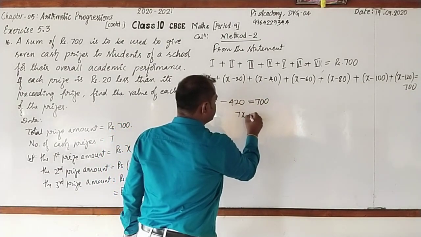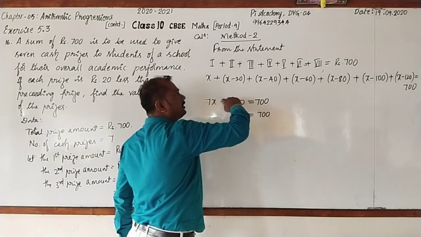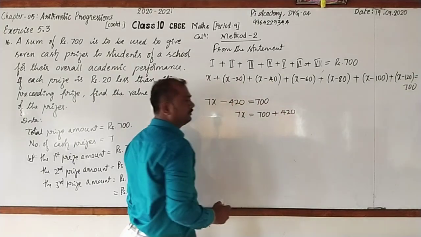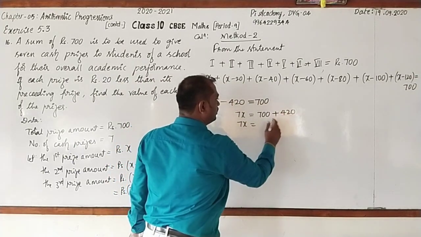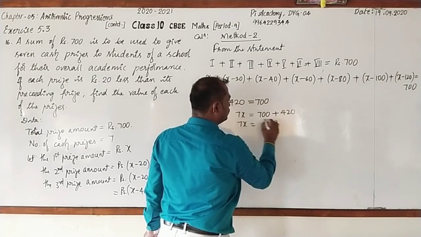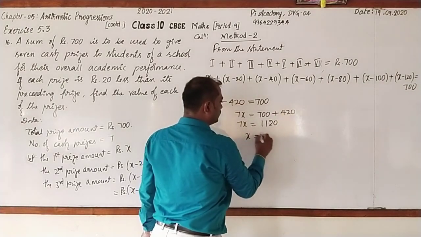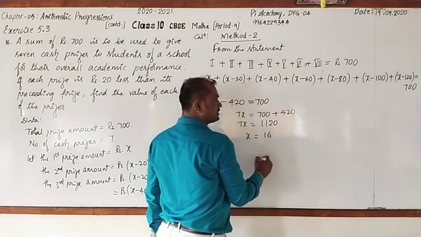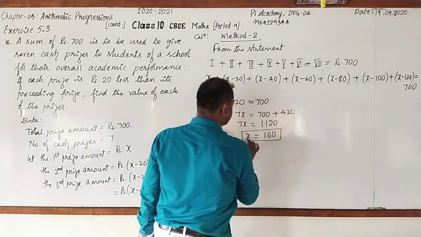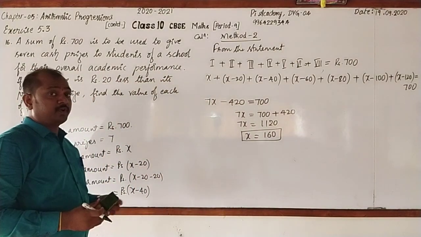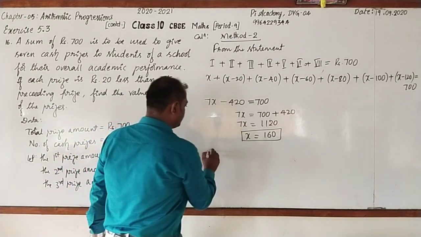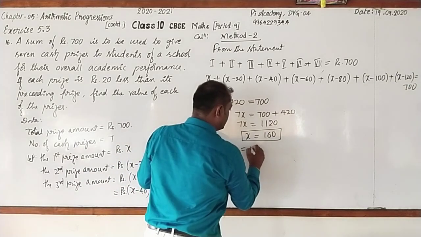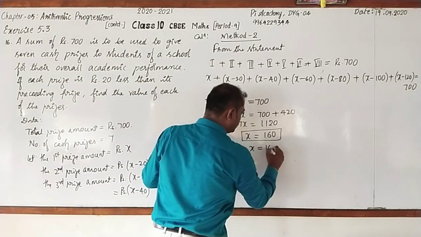Then 7x minus 420 is equal to 700. Transfer minus 420 to the right hand side. It becomes plus 420. Then 7x is equal to, how much will it be? 1120. Then X is equal to, now 7 ones are 7, 4 will remain, 42. 7, 6 are 42. Then 0. X equal to 160. This is first price amount. First price is equal to X, that is equal to 160.